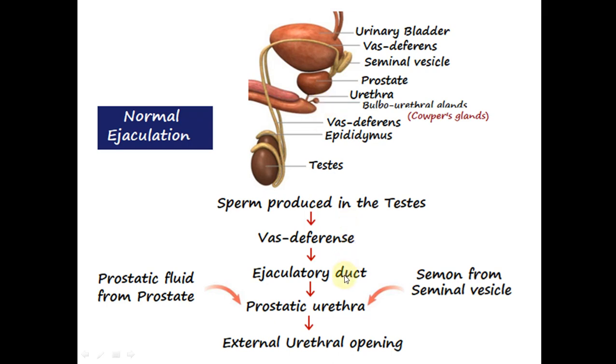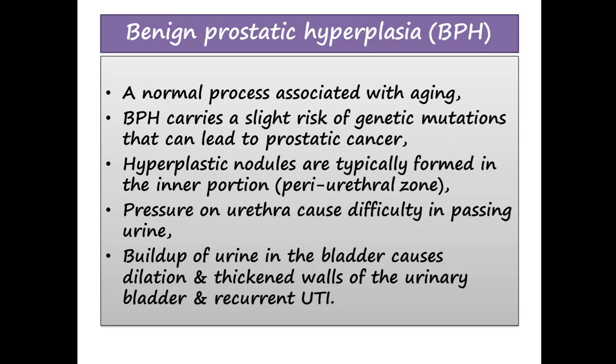So the prostatic urethra receives prostatic fluid from the prostate, which contains acid phosphatase, proteases, citric acid, and it makes the semen alkaline, nourishes the sperms, and also protects them from the highly acidic medium in the female vagina. And during ejaculation, the semen is ejaculated through the external urethral meatus, at the tip of the male penis. Now, what is benign prostatic hypertrophy?